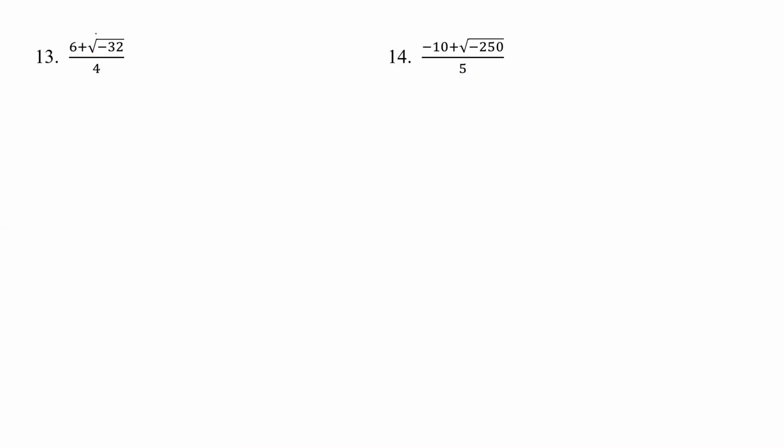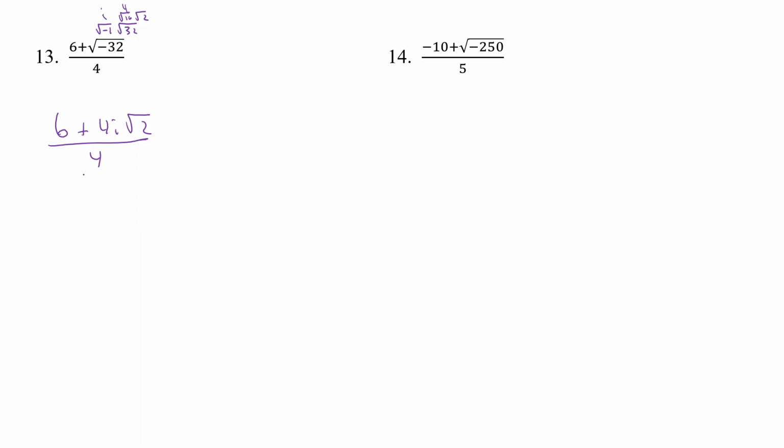All right, same thing would go here. We're going to have square root of negative 1 and square root of 32. Well, what's the square root of 32? Well, that's going to be 16 times 2, so that's the square root of 16 times the square root of 2. Well, the square root of 16 is 4. The square root of negative 1 is i, and so it looks like 6 plus 4i square root of 2 over 4. Okay.